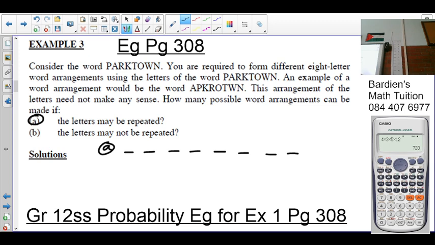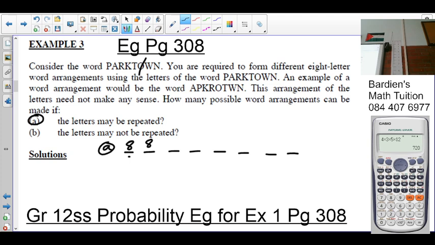So the question you should be asking yourselves: how many options do I have for the first bit if the letters may be repeated? How many letters do you have? 8. Can I choose any of those 8 letters? So I can choose any one of the 8. How many options do I have for the second letter? 8. Why? Because if I chose O in the first case, can I choose O again? Yes. The letters may be repeated.